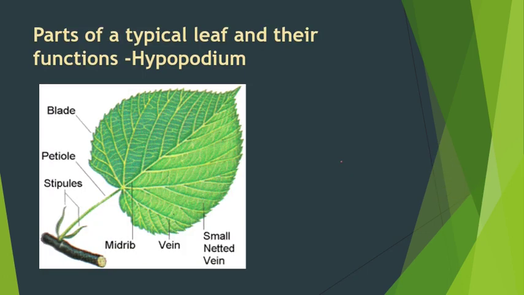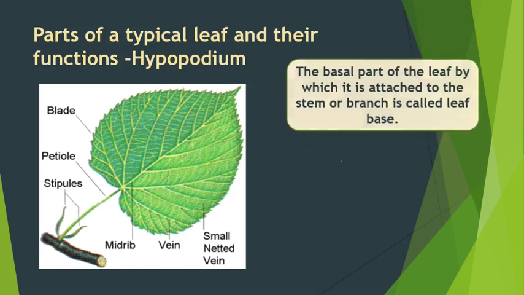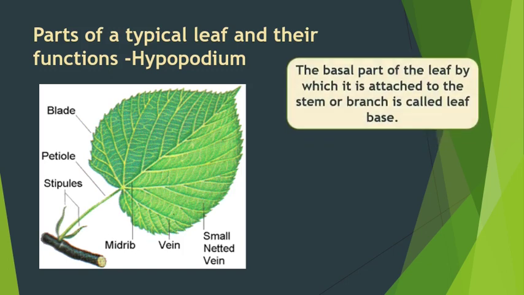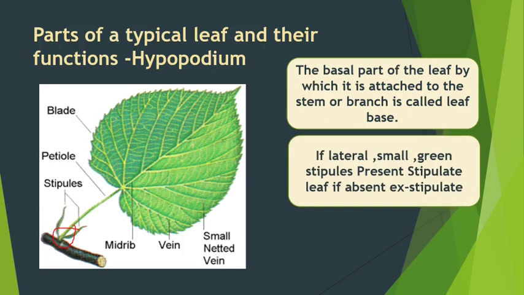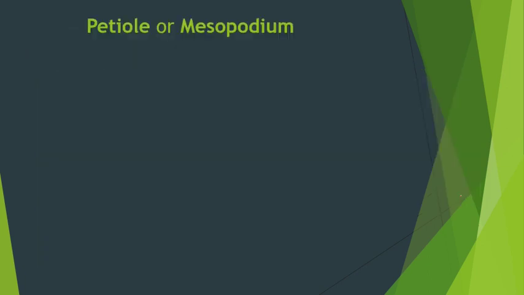Now, different parts of the leaf. First we'll discuss hypopodium. This basal part of the leaf which you can see in the picture is the hypopodium. It is also called the leaf base. It is attached to the node region of the stem or the branch, and if it has these hair-like fine structures called stipules, we call it a stipulate leaf. If these stipules are absent, we call it an exstipulate leaf.